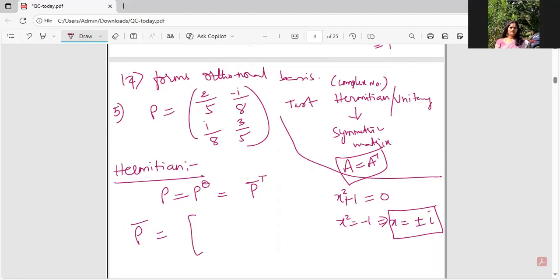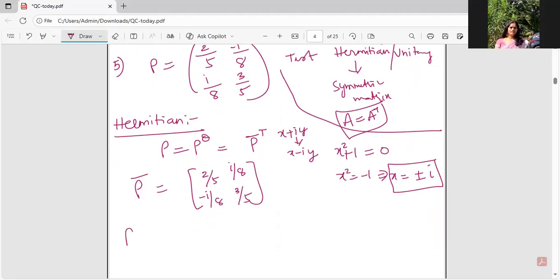Rho is this matrix, guys, by the way, a density matrix. For a real number, the conjugate is itself. For a complex number x plus iy, its conjugate is nothing but x minus iy, guys. That's it. So minus i by 8 becomes i by 8. Next, minus i by 8. For a real number, the conjugate is itself only.